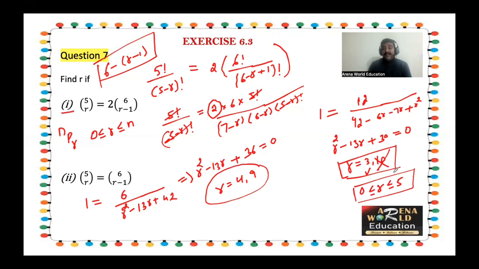But again, due to this constraint, r cannot be more than 5. So 4 is accepted, but 9 is rejected. So for the second part, the value of r is 4, and for the first part, it was 3. So in this way, you can solve question number 7. I hope everybody is clear, right? If you still find any type of difficulty, you can share your query in the comment section, right? I'm waiting for your comments.